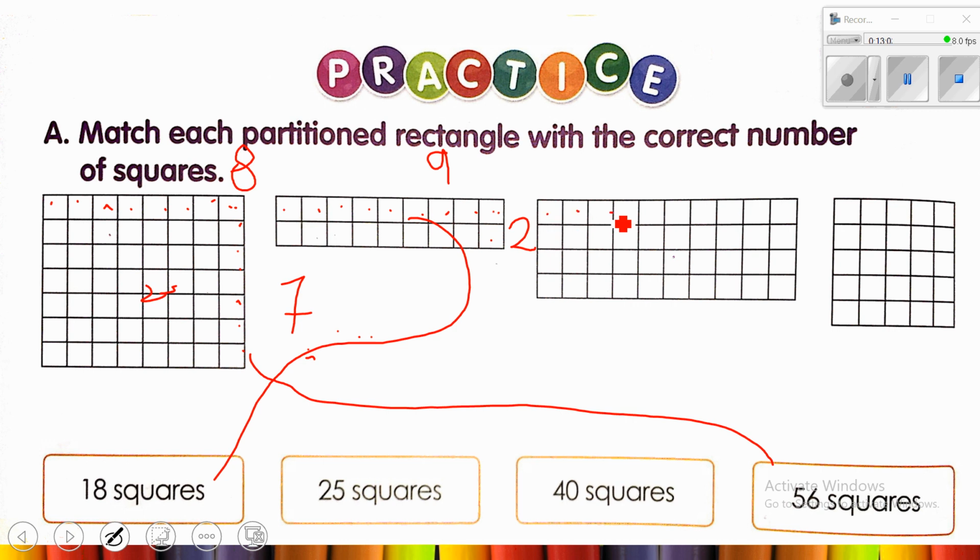Let's see here. 1, 2, 3, 4, 5, 6, 7, 8, 9, 10. 1, 2, 3, 4. 10 times 4. Number times 10, drop 0 at the end. 40. Perfect. Now here. 1, 2, 3, 4, 5. 1, 2, 3, 4, 5. Oh my God, what's happening?